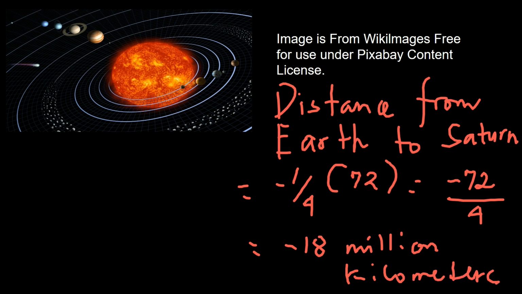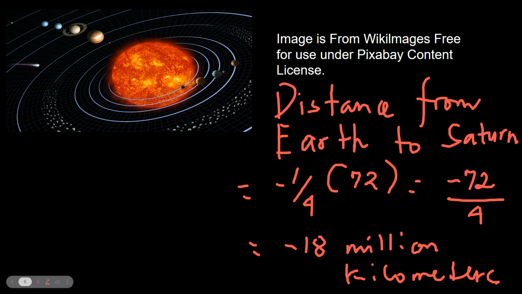So we were now able to answer the second question, and that is the distance from Earth to Saturn. Mathematically, it shows us that the distance is negative 18 million kilometers. So that's the distance from Earth to Saturn, which is negative 18 million kilometers. Now, there's an interesting debate in this problem that we're going to discuss after a while.